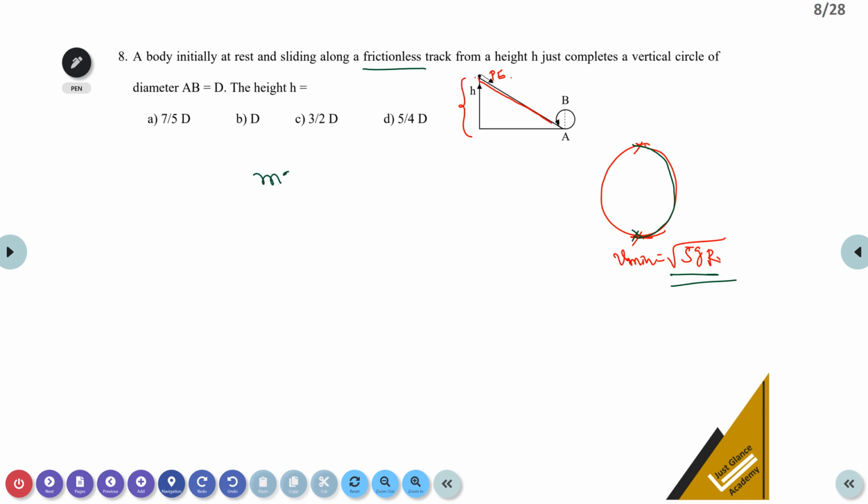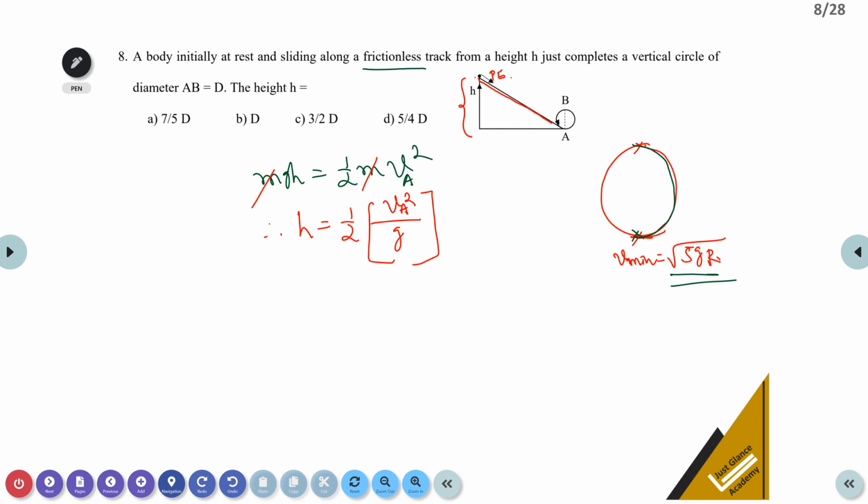Here, m g h equal to 1 by 2 m into, at this point, vA square, I am writing. Here this m gets cancelled. Therefore, h equal to 1 by 2 into vA square divided by g. Can I write like this?